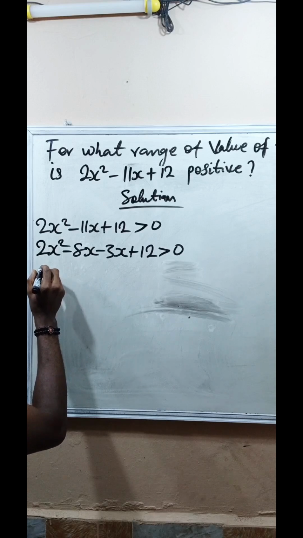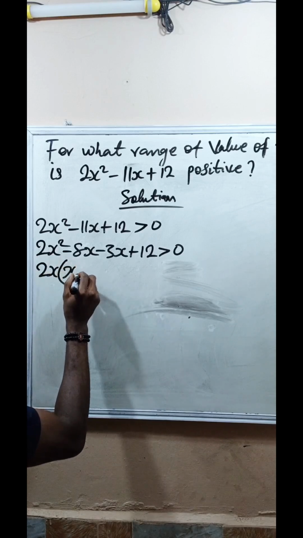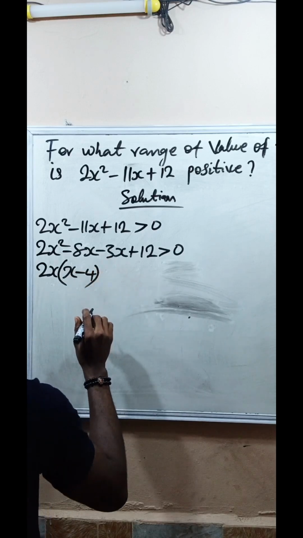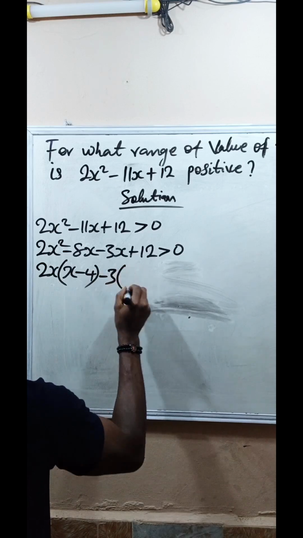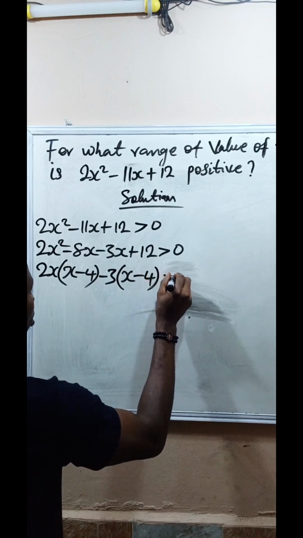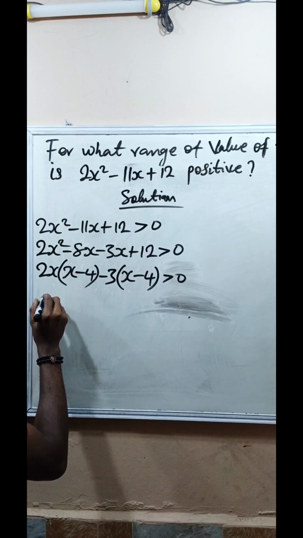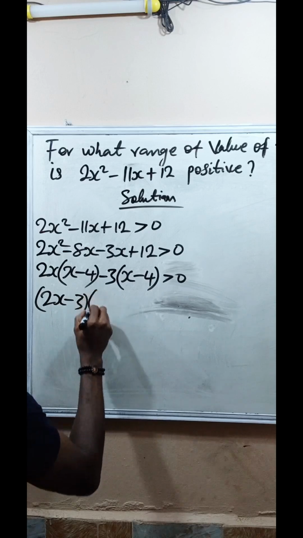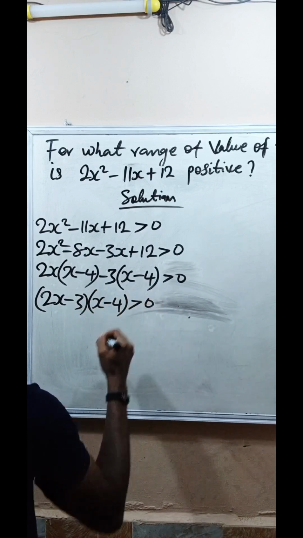So we factorize. From this we get 2x, remaining x minus 4. And coming to this one, we have minus 3, remaining x minus 4, and all is greater than 0. So we put these two in one bracket. We have 2x minus 3 and x minus 4, all greater than 0.